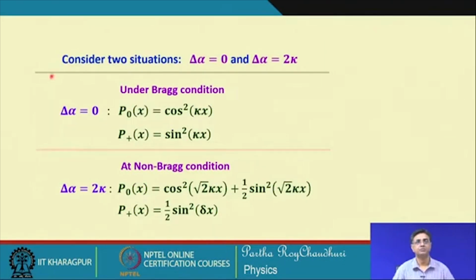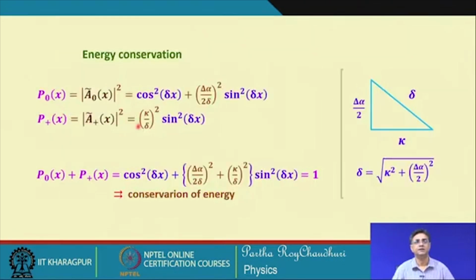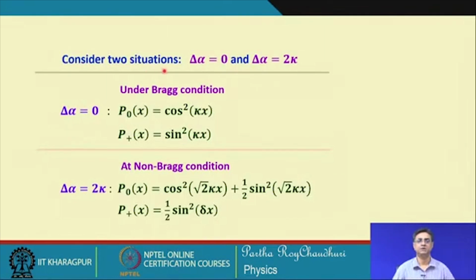field. Now, let us consider the two situations. First, delta alpha equal to 0. We just want to see that this will correspond to the complete transfer of power, but if this delta alpha is not equal to 0, that is, we take a very convenient value of that, we will see that this power transfer is not complete.